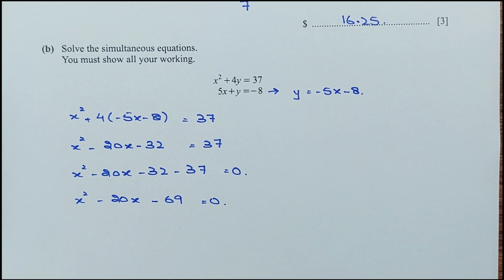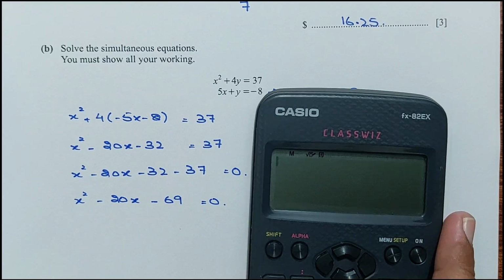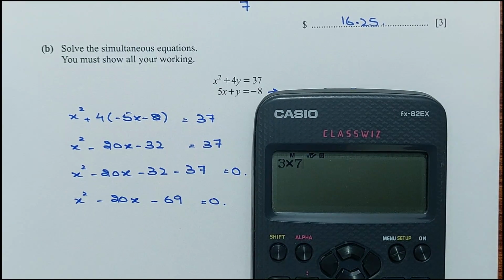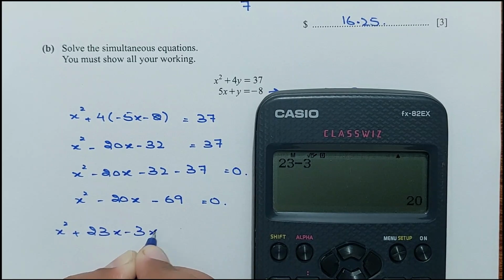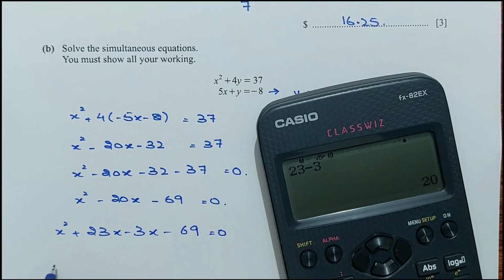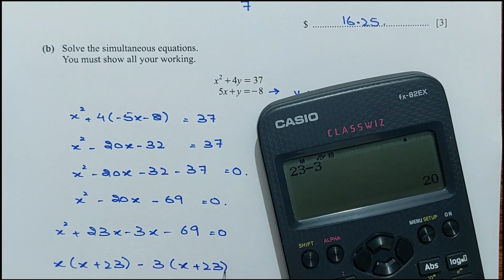Or let me use the factorization. Let me check for factorization. 69: you can say 3 times 23 is 69, and 23 take away 3 is 20. Let me double check. X squared plus 23x minus 3x minus 69 equals 0. X is common, x plus 23 is the factor, right? And negative 3 is common, x plus 23 is the factor, equals 0.